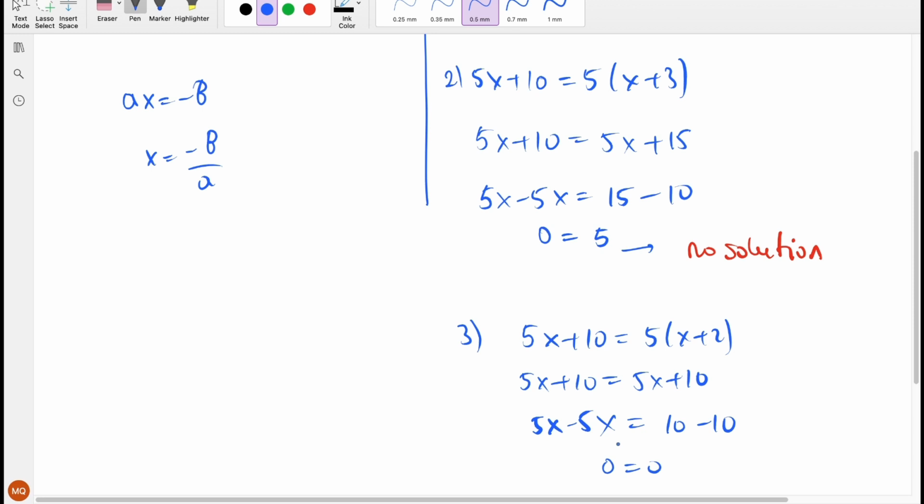Whatever you put instead of x, you will get the same number for both sides. For example, if you put 1 here, you will get 15 from the first side and also 15 from the second side. If you put 2, you will get 20 for both of them. It means that there is an infinite number of solutions for this equation.